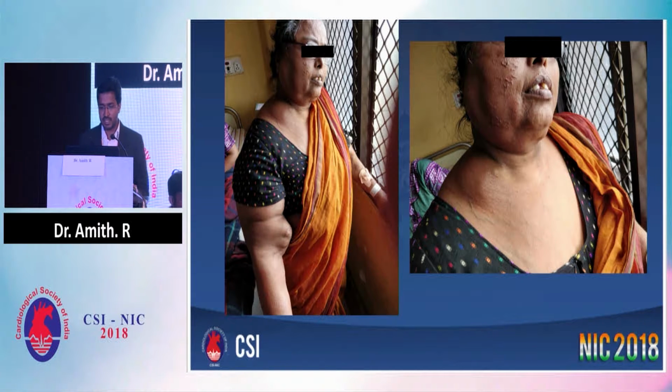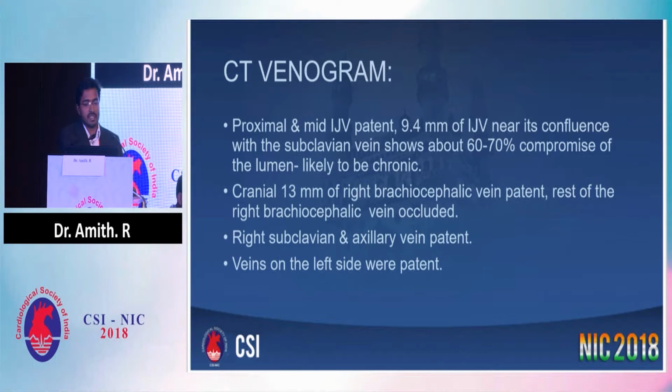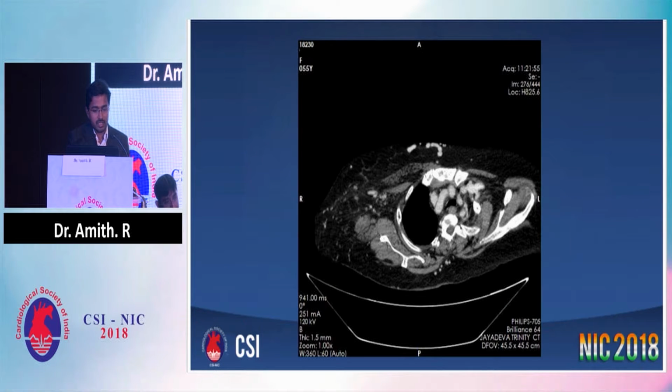Then we subjected her to a CT venogram, which showed the distal confluence of the internal jugular vein with that of the subclavian vein having a 60 to 70% compromise in the lumen. And except for the cranial 13 millimeters of the right brachiocephalic vein being patent, the rest was occluded. The rest of the vessels and the veins on the left side were patent. This is the CT image showing a complete cutoff in the right brachiocephalic vein.